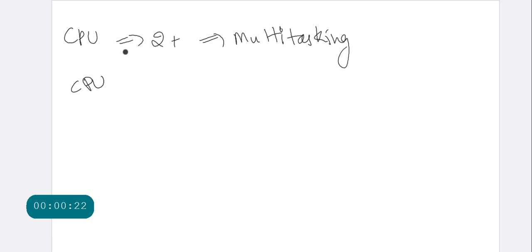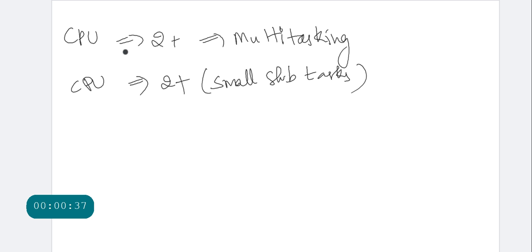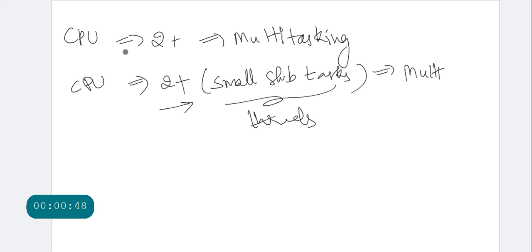If the CPU performs, executes, or runs two or more small subtasks, so these are generally very small when compared to tasks, and these are also known as threads. So when the CPU performs two or more small subtasks, we call it multi-threading.